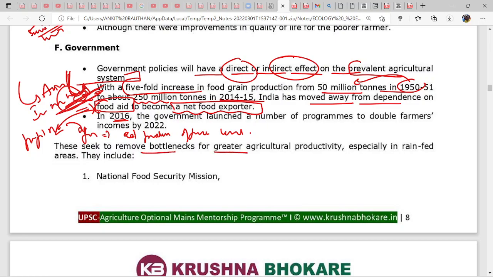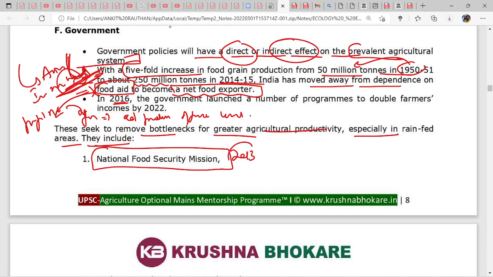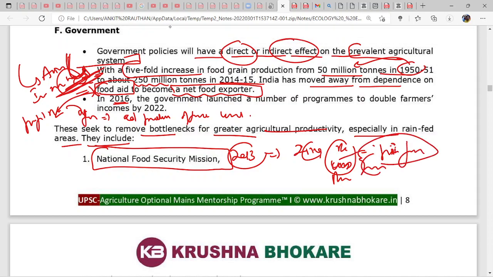They seek to remove bottlenecks for greater agricultural productivity, especially in rain-fed areas. They include the National Food Security Mission. We have the National Food Security Mission 2013, in which 25 kilos of rice, wheat, and pulses will be distributed per family at a very nominal rate, 1 rupee, 2 rupees, or 5 rupees, something like this.